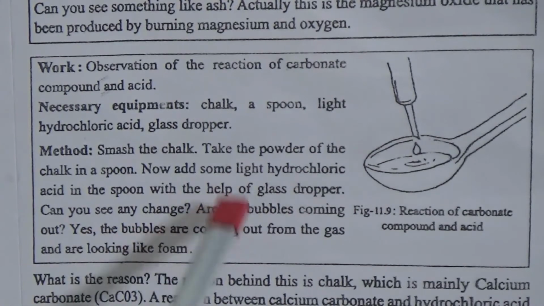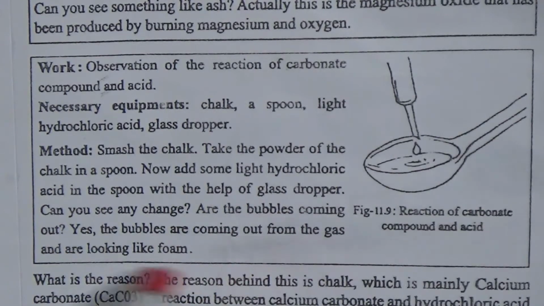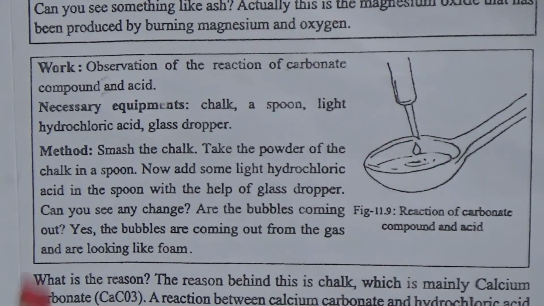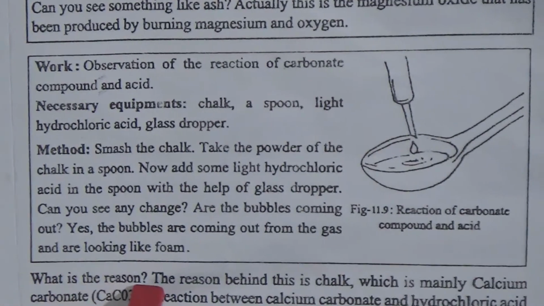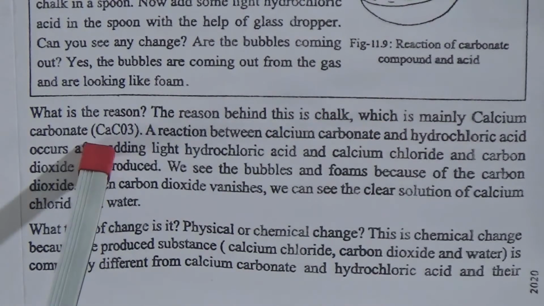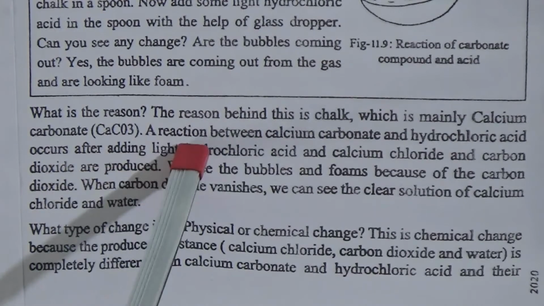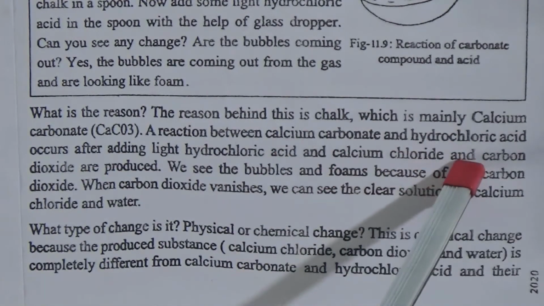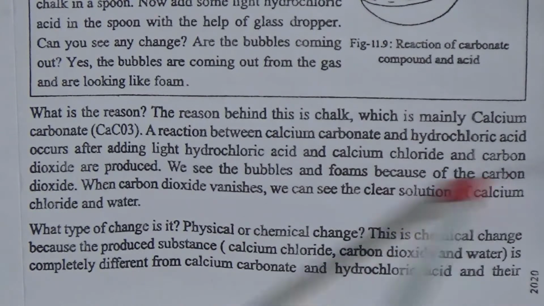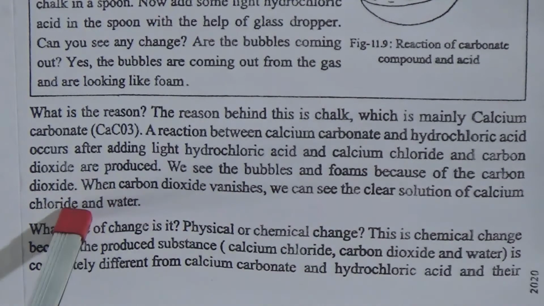Can you see any change? Are the bubbles coming out? Yes, the bubbles are coming out from the gas and are looking like foam. You can do this experiment. What is the reason? The reason behind this is chalk, which is mainly calcium carbonate. A reaction between calcium carbonate and hydrochloric acid occurs after adding light hydrochloric acid, and calcium chloride and carbon dioxide are produced. We see the bubbles and foam because of the carbon dioxide. When carbon dioxide vanishes, we can see the clear solution of calcium chloride and water.